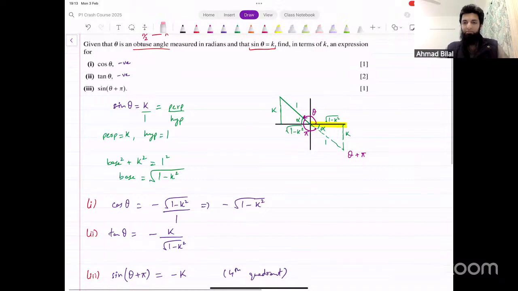Is that okay? Any problems with this? All right, I hope that makes sense.